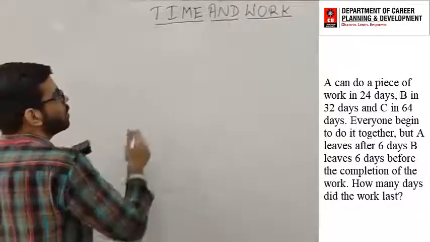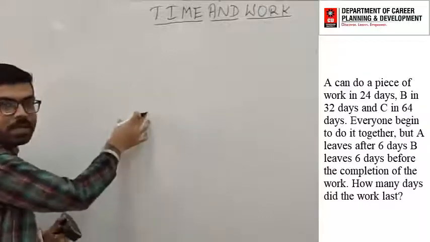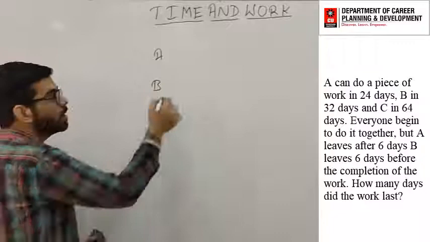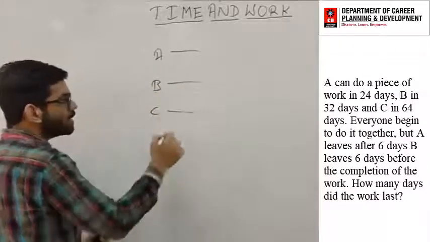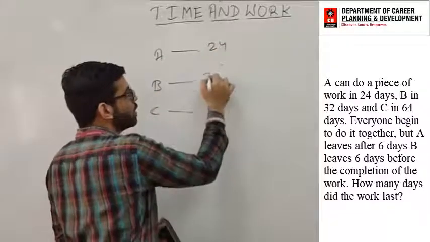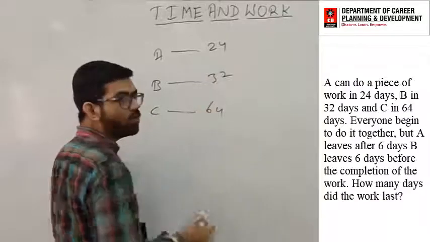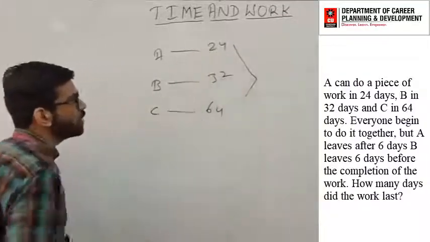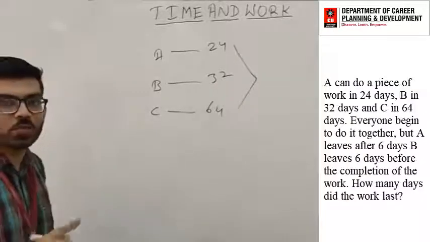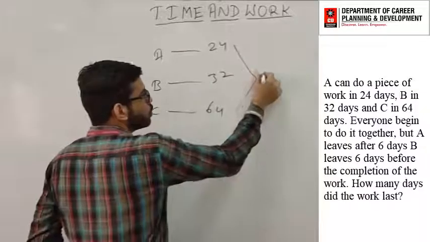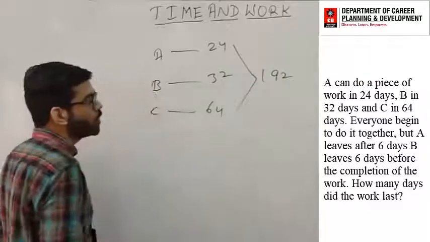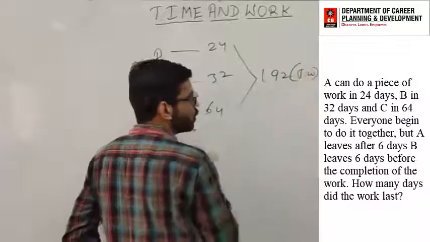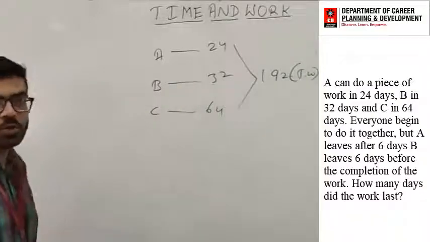First of all, we have to write the number of persons. The persons are A, B and C. The number of days taken by A, B and C are 24, 32, 64. Next, the LCM of all these numbers. So the LCM of 24, 32 and 64 comes out to be 192. Now, this 192 is taken as your total work. 192 is your total work.